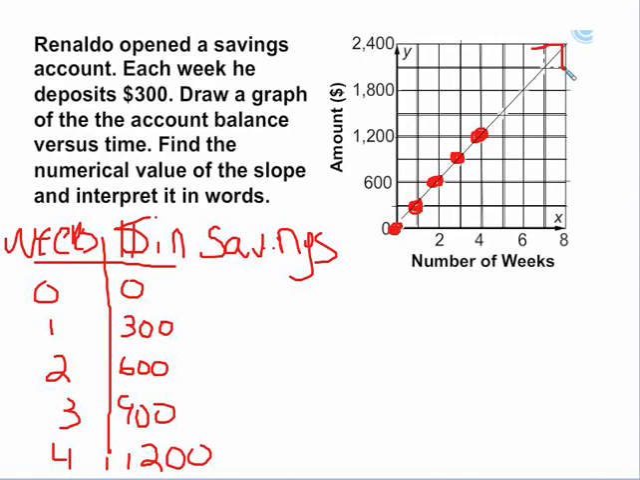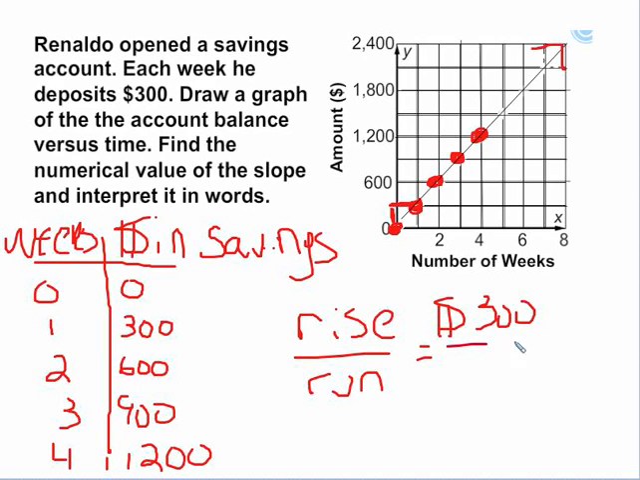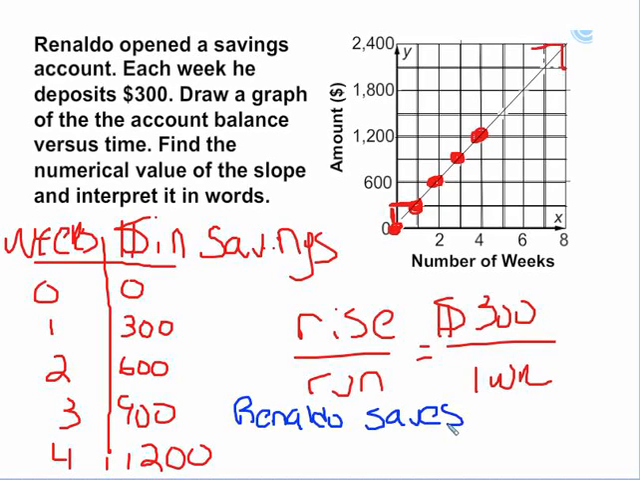Now I need to calculate the slope. Well, I know I'm rising $1 for every box that I run. Based on the scale that I have here, each box is going to be a rise of 300, and each box going across, each run, is actually going to be 1 week. So my slope, which is my rise over my run, is going to equal a rise of $300 for every 1 week. And in this particular case, it's already reduced for us into a unit rate. So when I interpret this graph and what the slope means, my interpretation is that Ronaldo saves $300 per week. So if he never stops doing this, his money is going to grow at a very quick linear rate.